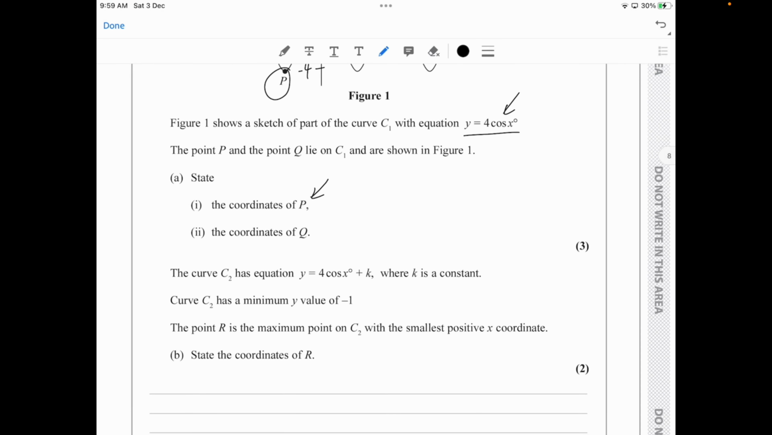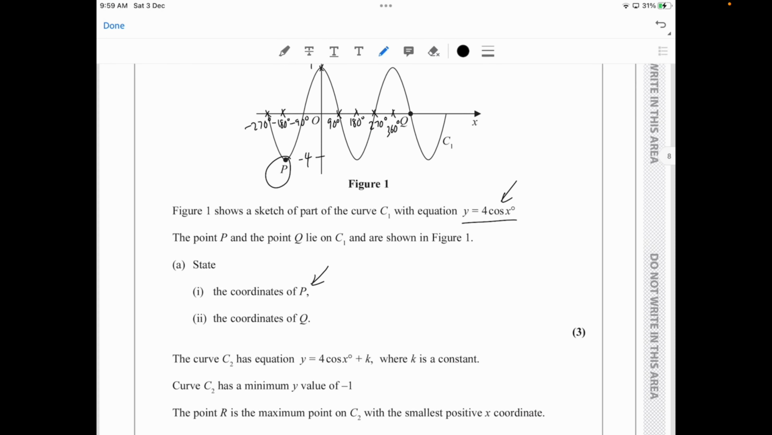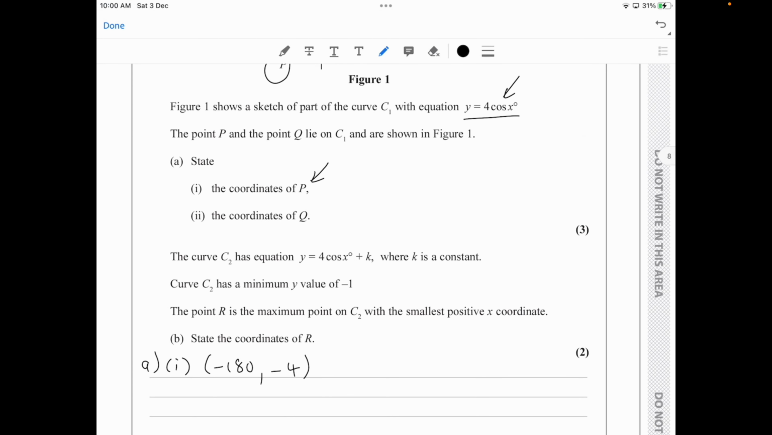So we're going to just write it down here. A1, the coordinates of point P is going to become x value negative 180 degrees, comma, negative 4. This is going to be your coordinates for point P since we have plotted all the information down. By the way, these values of 90, 180 are taken from the original cos graph. So that's how we have plotted the values down in this case. So that's the coordinates of point P.